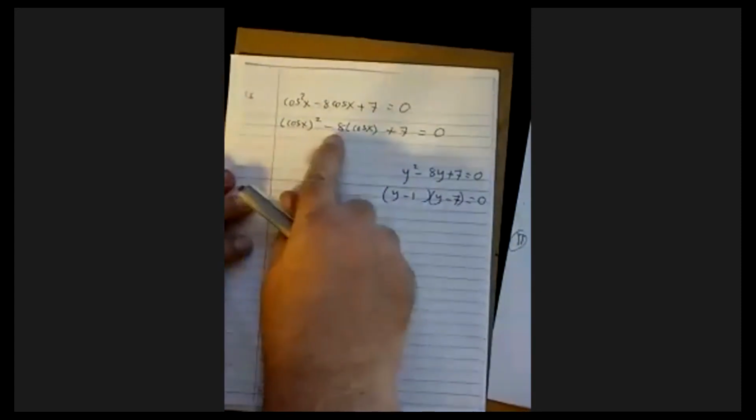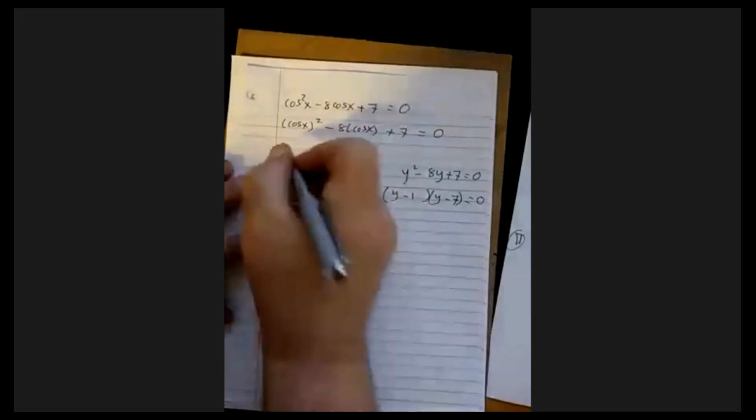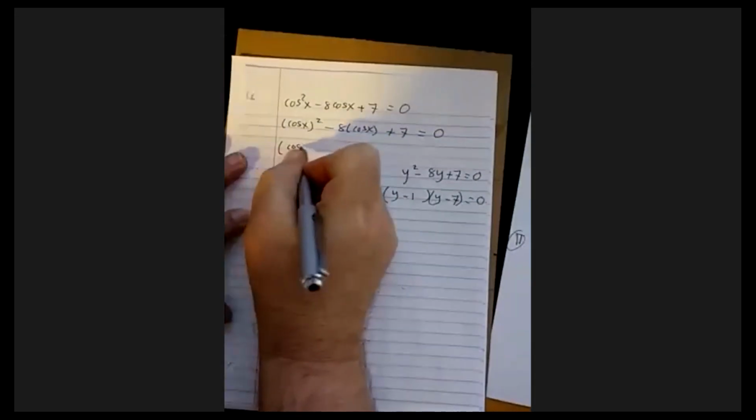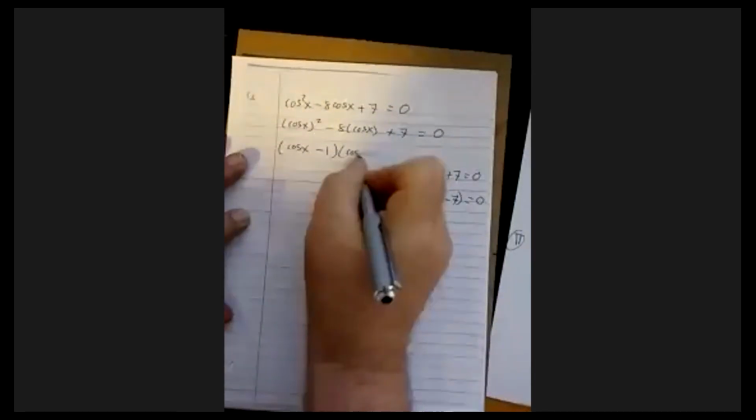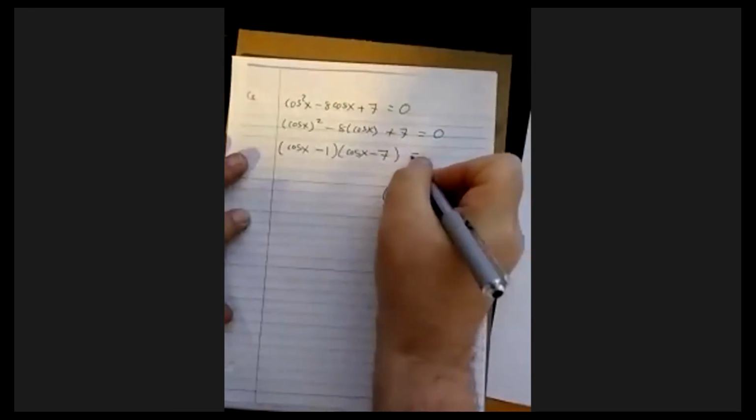Do you know cos squared x is just our convenient way of saying cos x being squared? So that's like y squared, take away 8y plus 7. That means I should be able to factor it. It's going to be (cos x subtract 1)(cos x subtract 7) equals 0. Put a little bubble around this so it doesn't distract me.